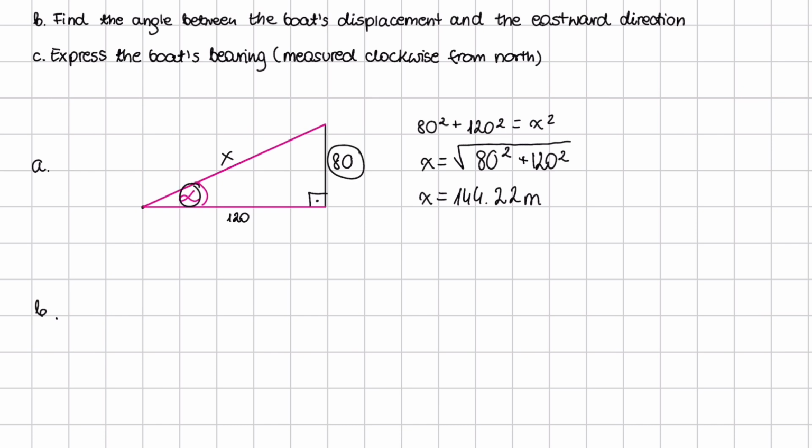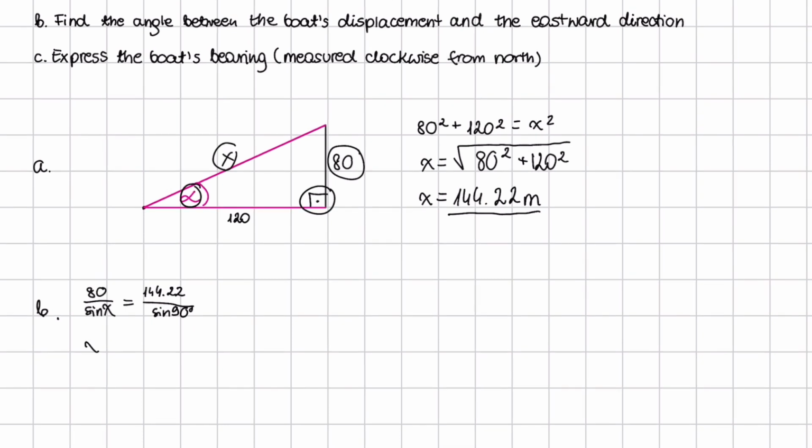So in here we have 80. So 80 over sin x equals our 144.22, because we already found it. So 144.22 over, and here we have sin 90 degrees, and we have to calculate it in the solver. So x is 33.69. We can leave it like this for now.